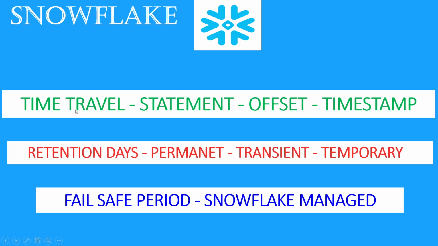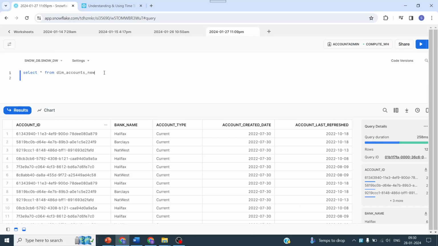We will be creating three tables, that is permanent, transient and temporary, and on that we will see the retention period. Let's begin from the second point, and then we'll get back to the time travel and then the fail safe. Okay, so let's go ahead and create some tables. I will try to create a temporary table, sorry, permanent table. Create.